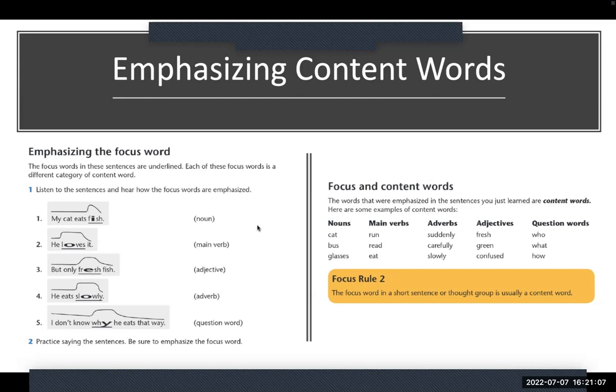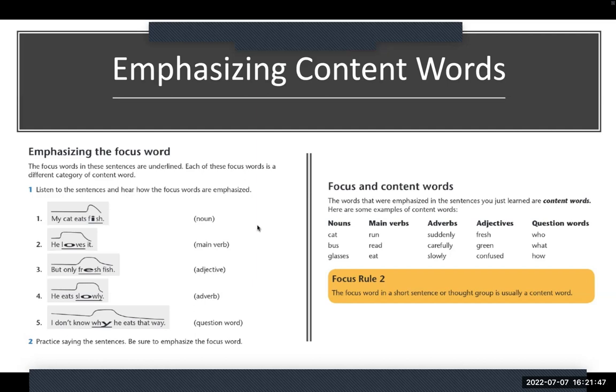All right. So what we're going to do is listen to the sentence and hear how the focus is emphasized, or how the focused words are emphasized. My cat eats fish. My cat eats fish. So fish is the most important information in this sentence, right? That's what we want people to know. My cat eats fish. Cat, you can kind of hear it's a little emphasized. It's kind of like there in the middle, but really the main point of the sentence is the one that's emphasized, and that is the focus word, or what we want the listener to focus on.